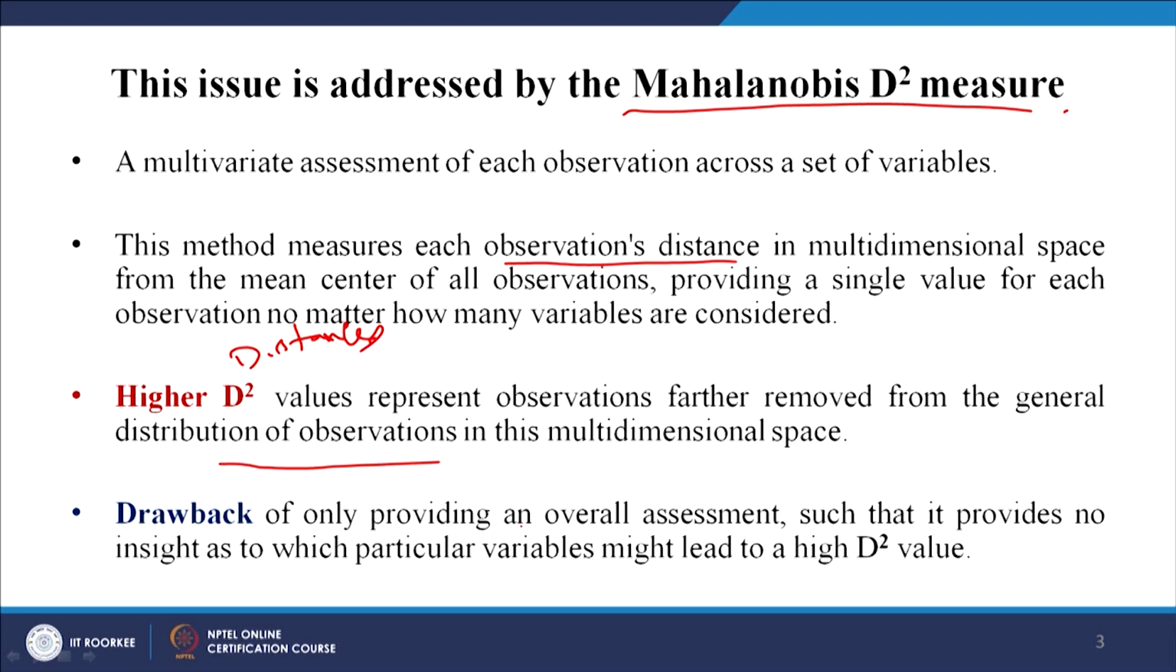What is the drawback? Every method has some drawback. The drawback of this method is that it provides no insight as to which particular variable might lead to a high D square value. Suppose there are 10 variables or 8 variables and you have considered all of them. The advantage is that you have considered all of them, but the same thing also results in a disadvantage, because you cannot find out because of which variable the outlier occurs. That is the problem with Mahalanobis distance.